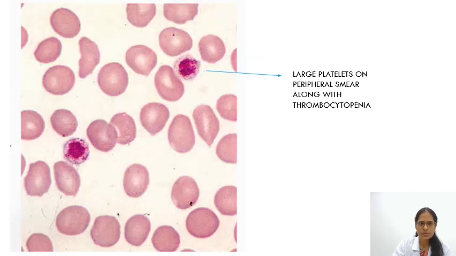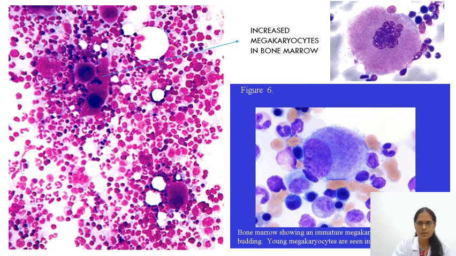So this is a peripheral smear showing RBCs, and these are the platelets which are almost the size of RBC. These are called giant platelets. On bone marrow aspiration, you can see this is a megakaryocyte which is multinucleated, with a multi-lobed nucleus and abundant cytoplasm. But in ITP, you can see it is reduced. These are called dwarf megakaryocytes which are hypolobated. So this is a feature of ITP in bone marrow.